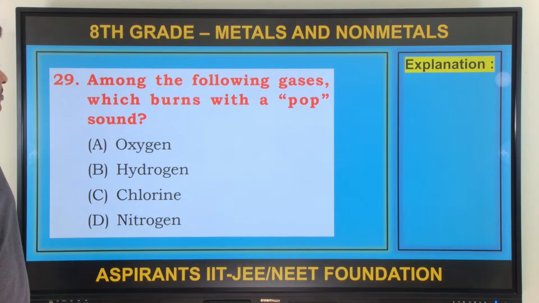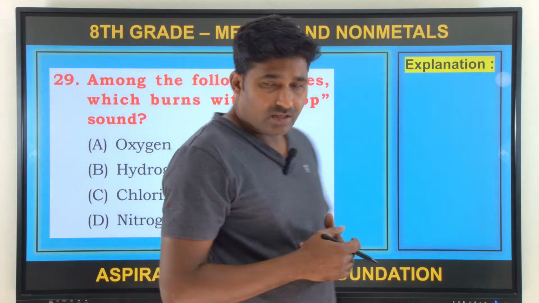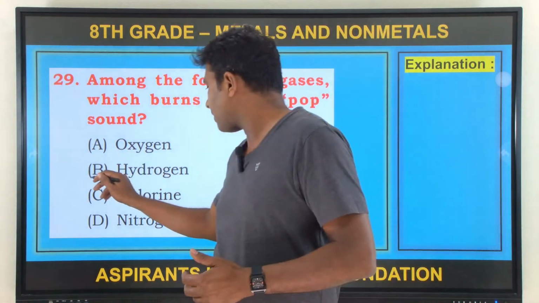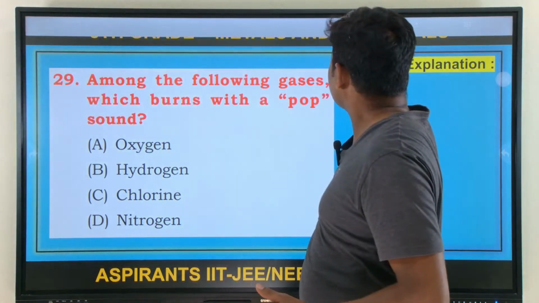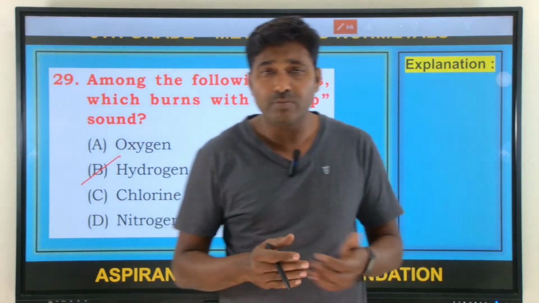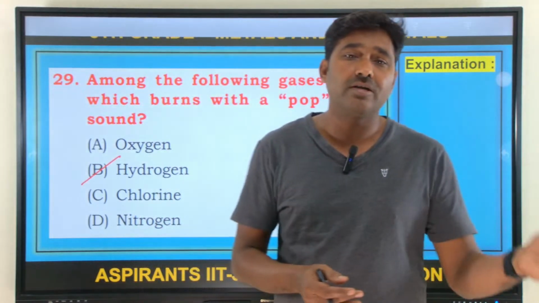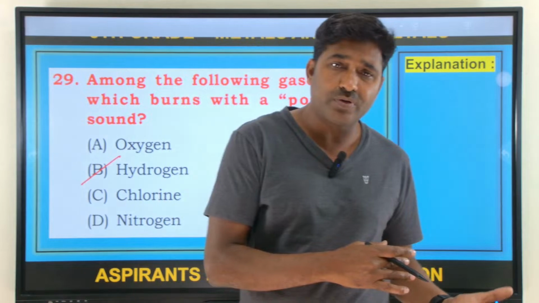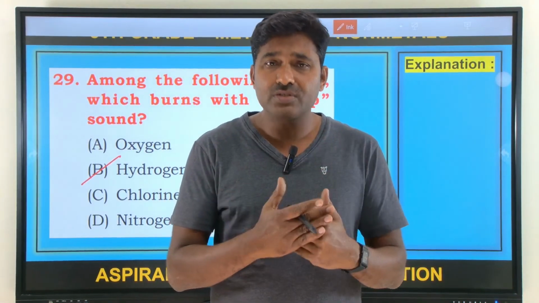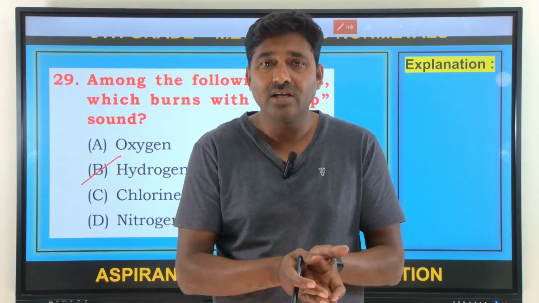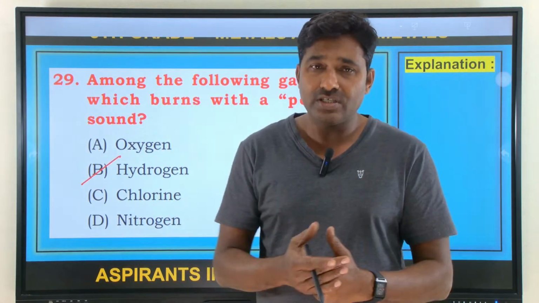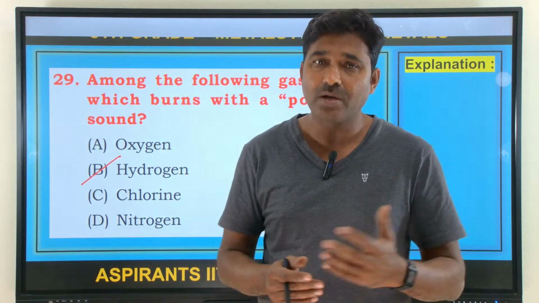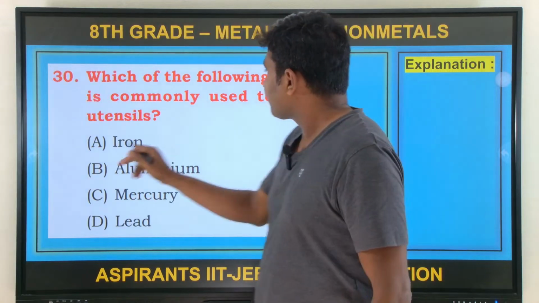Among the following gases, which burns with a pop sound? Just now we discussed. Among these four options, which one burns with the pop sound? Hydrogen burns with the pop sound, as I just explained. Hydrogen is a highly combustible, highly flammable gas. Whenever we introduce a burning splinter, it immediately catches fire, and an enormous amount of energy and water vapor is produced. These water vapor particles collide with the adjacent gaseous particles in the surrounding air, and due to those high intensity collisions it produces a loud sound, that is what? Pop sound. Loud sound means the characteristic sound we are listening to, that is what? Pop sound.